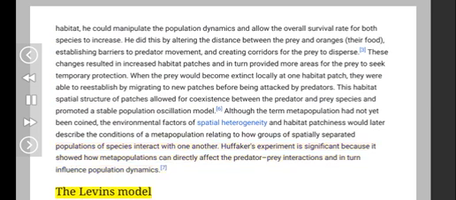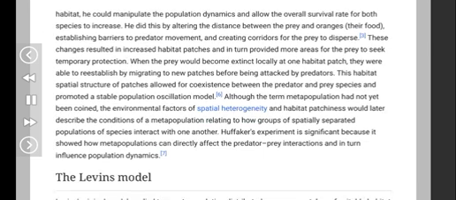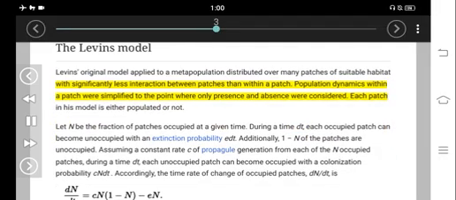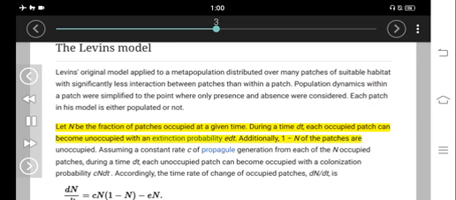7. The Levins model. Levins' original model applied to a metapopulation distributed over many patches of suitable habitat with significantly less interaction between patches than within a patch. Population dynamics within a patch were simplified to the point where only presence and absence were considered. Each patch in his model is either populated or not. Let n be the fraction of patches occupied at a given time. During a time dt, each occupied patch can become unoccupied with an extinction probability e dt.